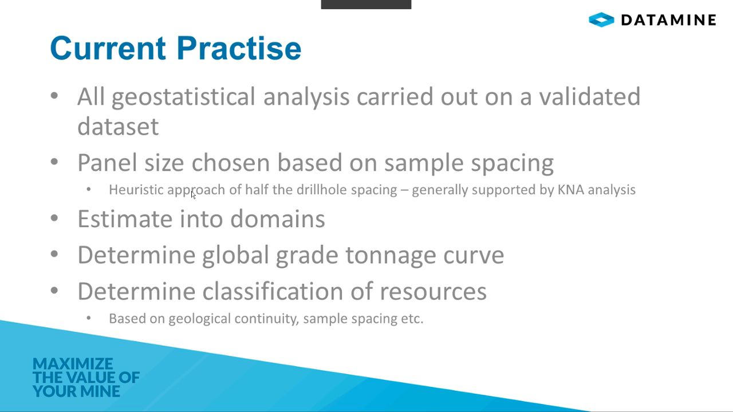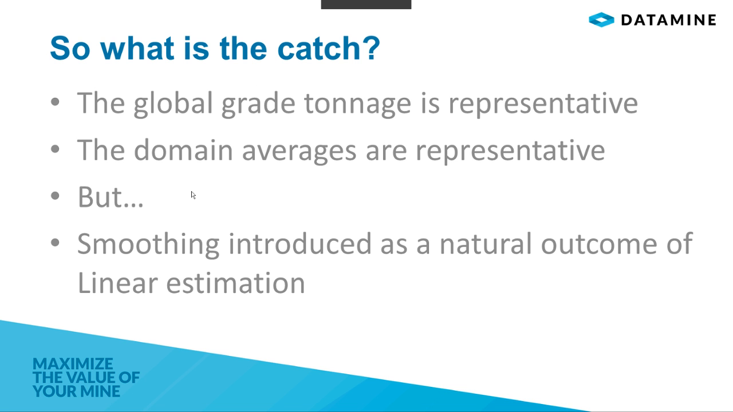So just a very informal summary of current practice. You carry out your geostatistical analysis on your validated data set. Use your panel size based on the sample spacing. Heuristically, that's roughly about half the drill hole spacing, something generally supported by KNA analysis. Estimate into your domains, and you determine the global grade tonnage curves, and then calculate the classification of resources based on geological continuity, sample spacing, etc. So that's a brief summary of what you do.